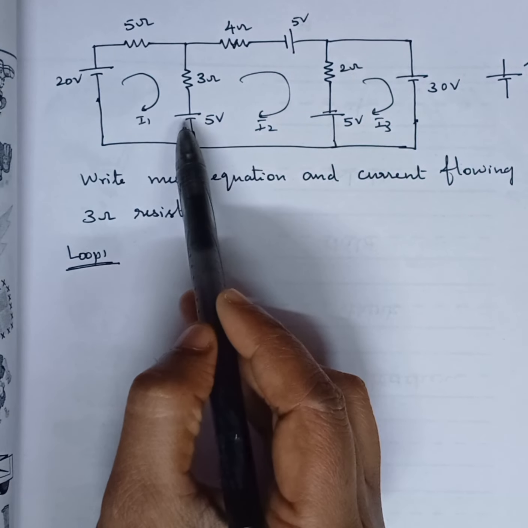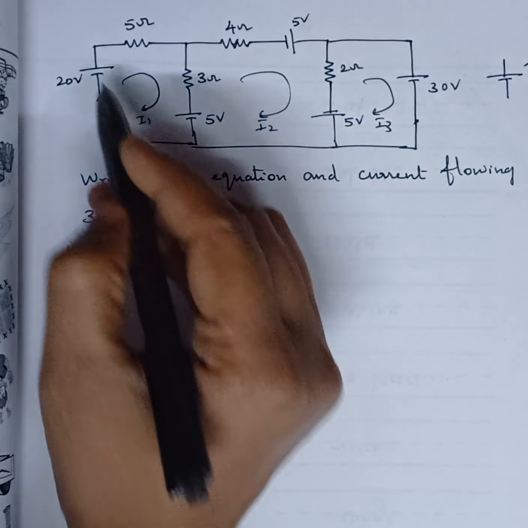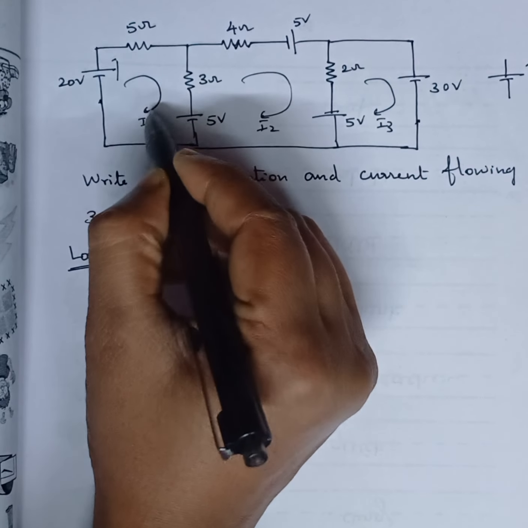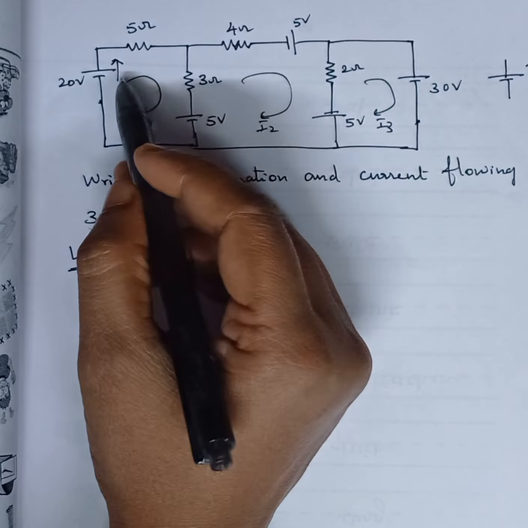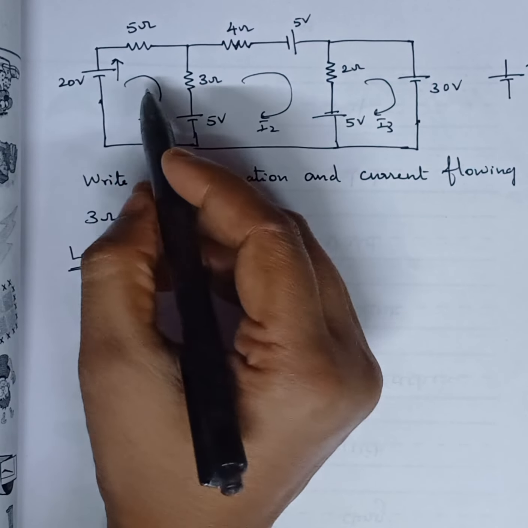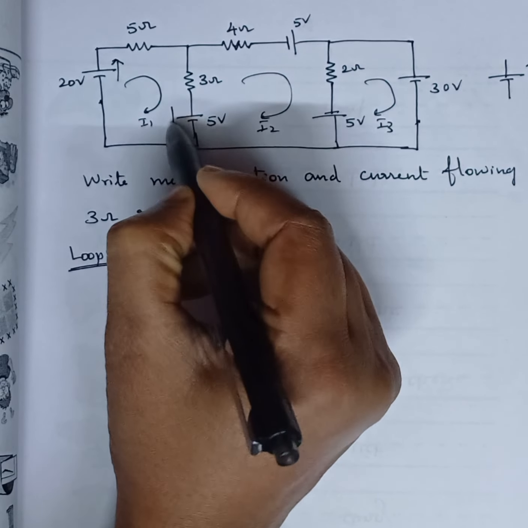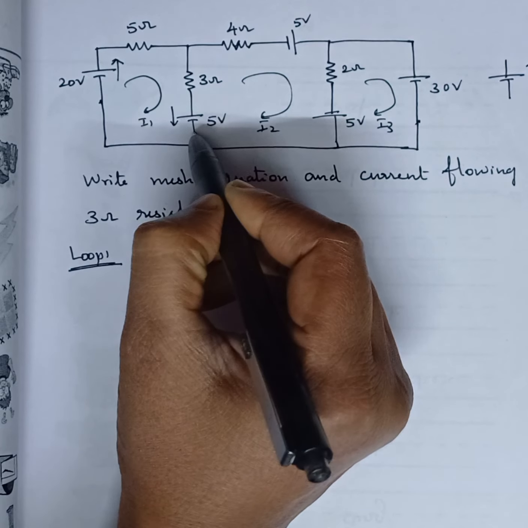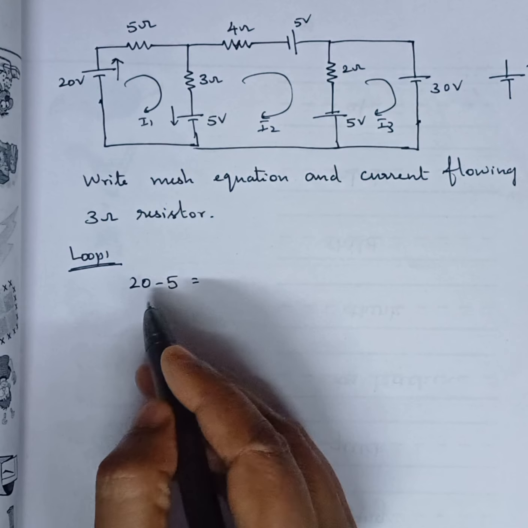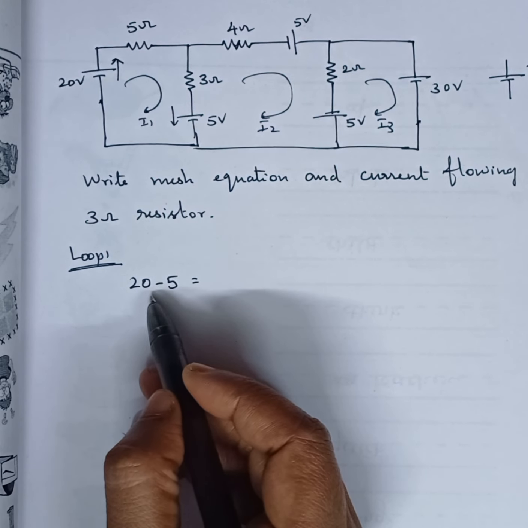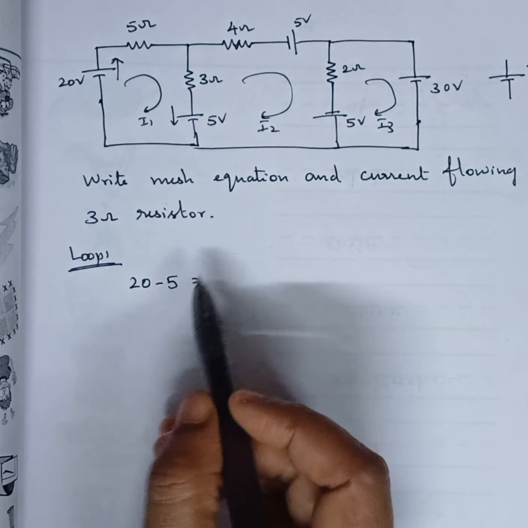We have two sources in this loop. So first source, the current direction is, see, as per this clockwise direction, current direction is like this. Hence we will take this as plus 20. For this one it is just opposite, hence we will take this as minus 5. See here, 20 minus 5. So algebraic sum of the potential rises. Now potential drops in the resistors.